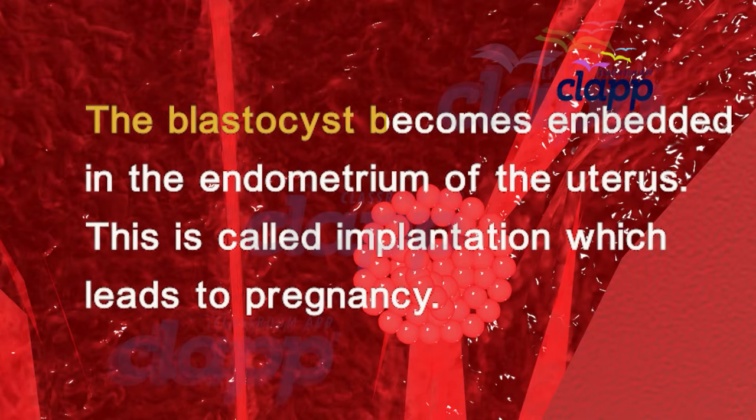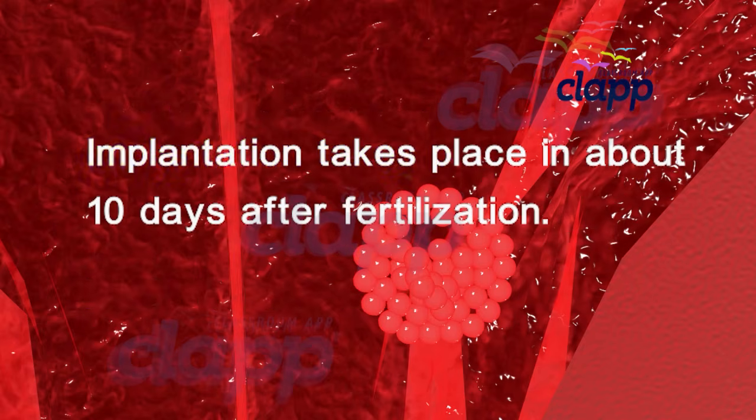Trophoblast then gets attached to the endometrium, and the inner cell mass is differentiated into an embryo. After attachment, the uterine cells divide rapidly and cover the blastocyst. The blastocyst becomes embedded in the endometrium of the uterus. This is called implantation, which leads to pregnancy. Normally, implantation takes place about 10 days after fertilization.